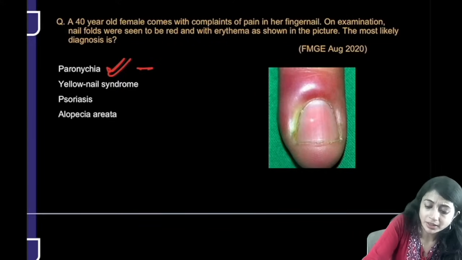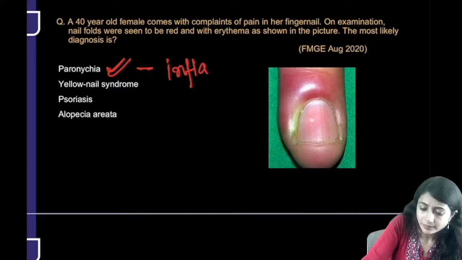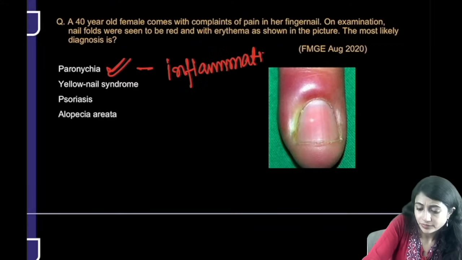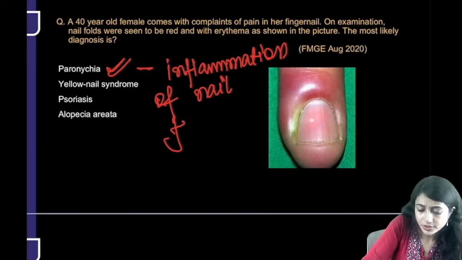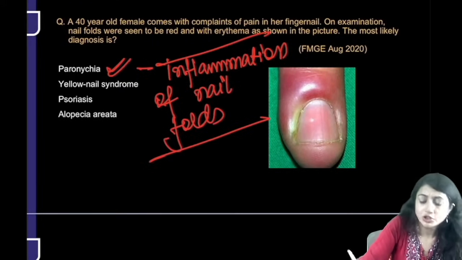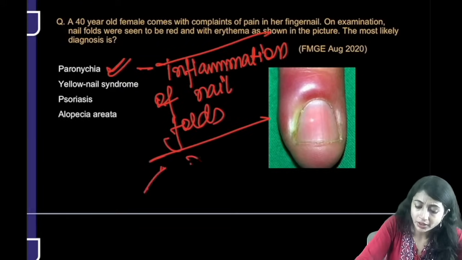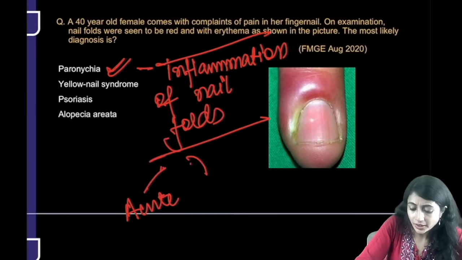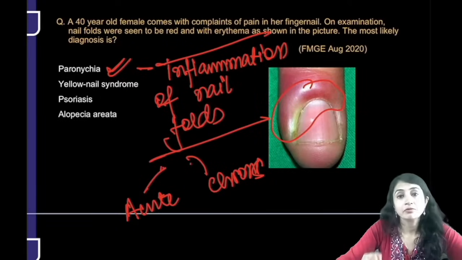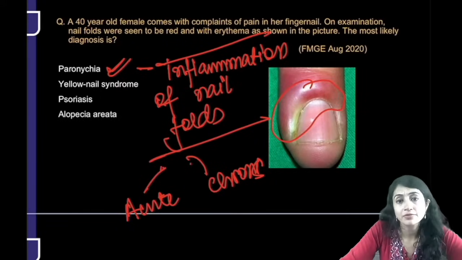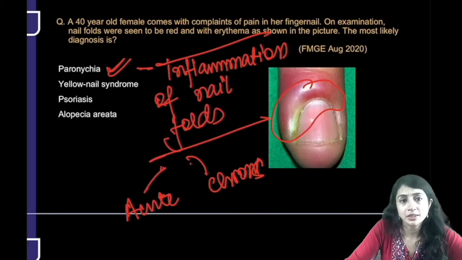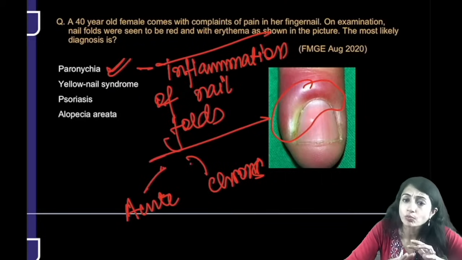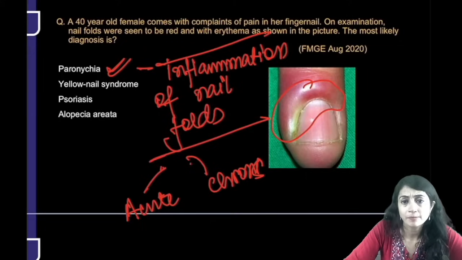Paronychia is nothing but inflammation of nail folds. So inflammation of nail folds, it can be chronic or acute. Acute will usually present with this picture, where I have inflammation, where I have pain, where I have redness, and where I have pus in it. Okay, and chronic paronychia on the other hand will present with more scaly, more dry appearance.